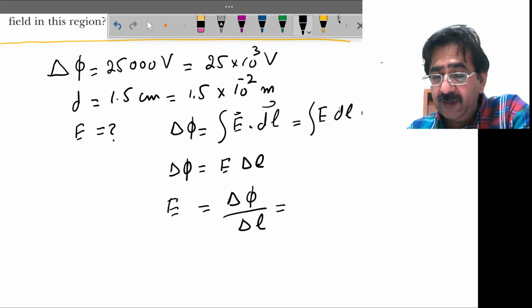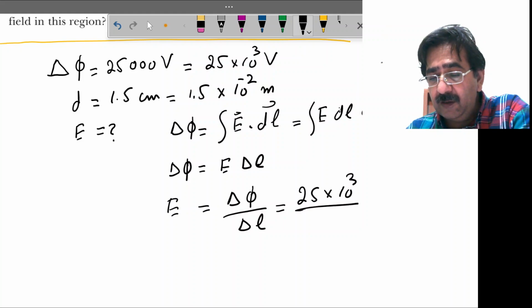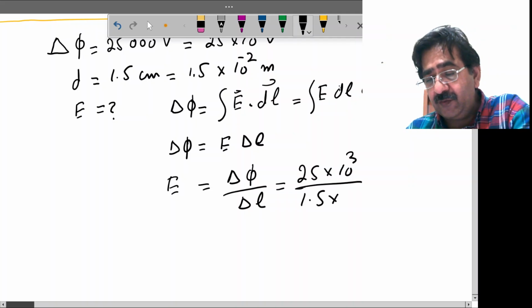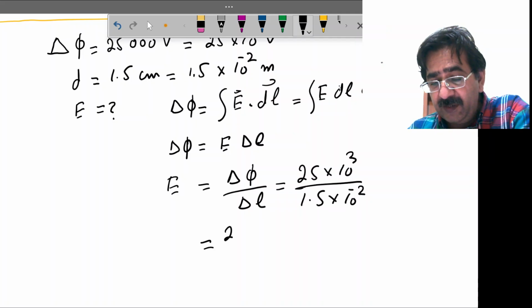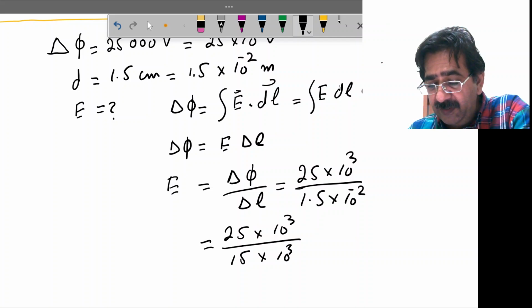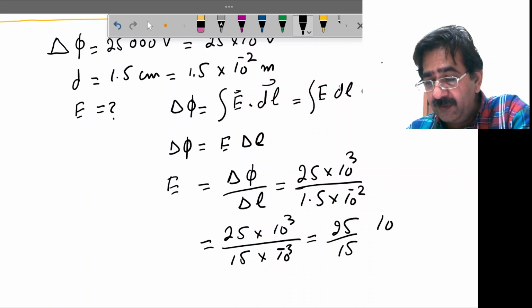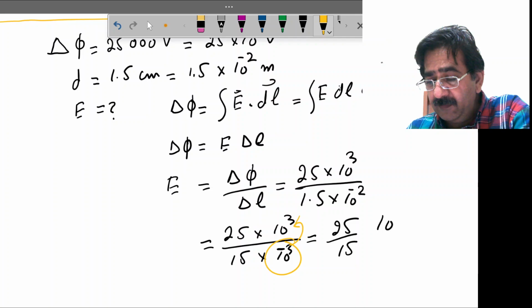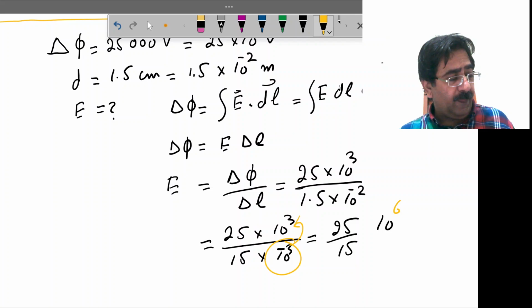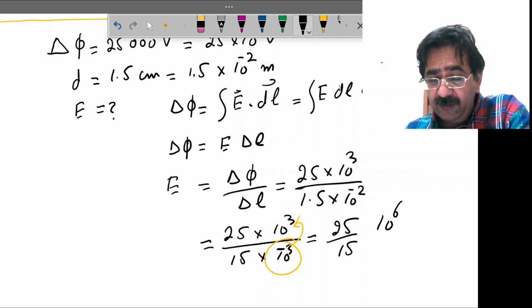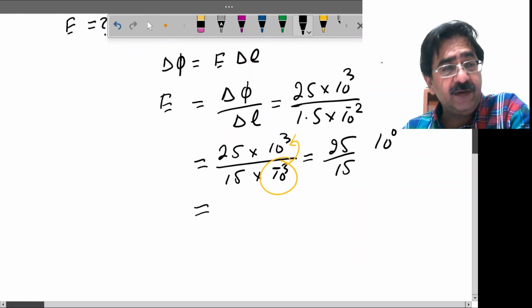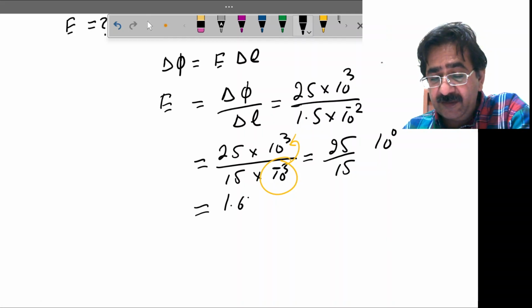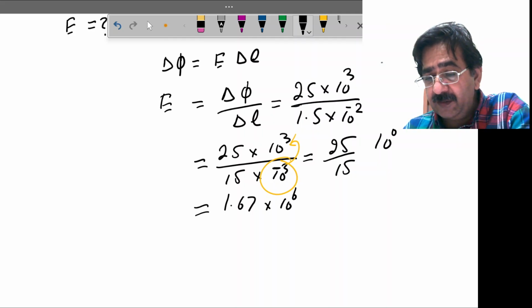The potential difference delta phi is 25 × 10^3, and the distance is 1.5 × 10^-2. Easily calculated, the powers of 10 combine as 10^3 over 10^-2, giving 10^5, so the answer will be equal to 1.67 × 10^6.